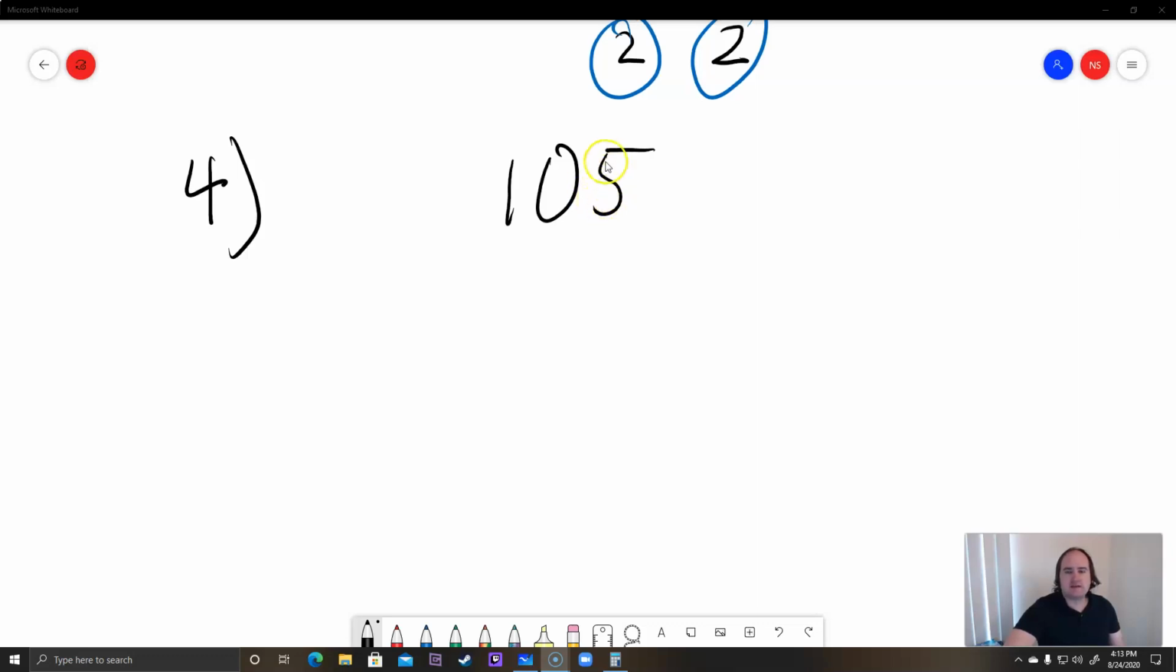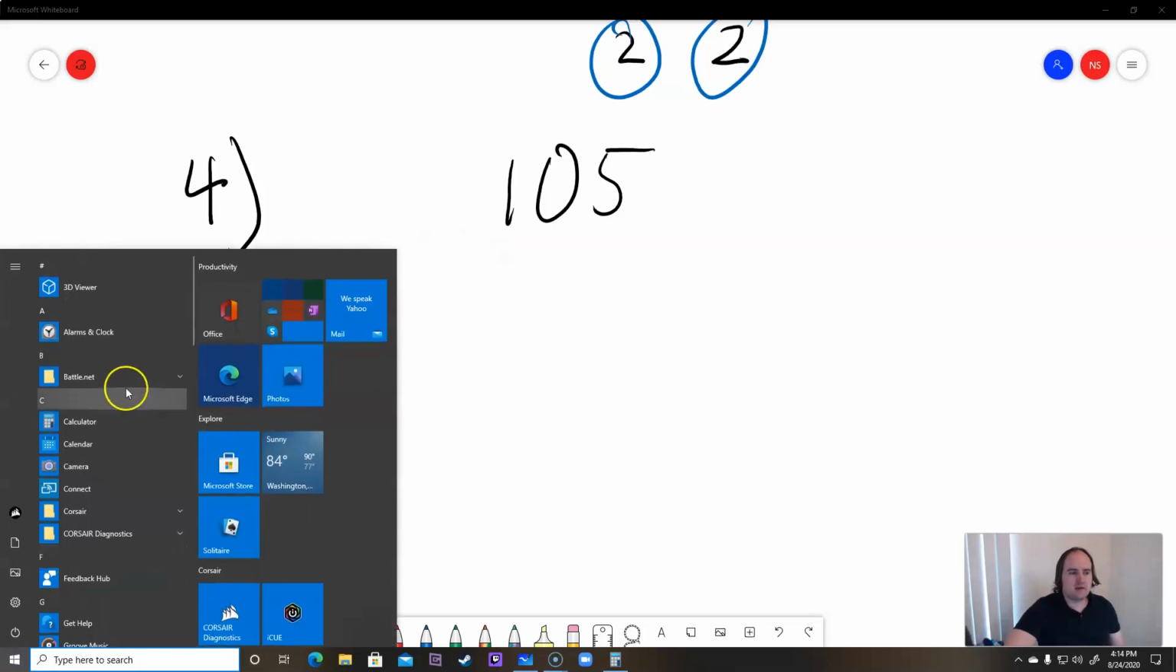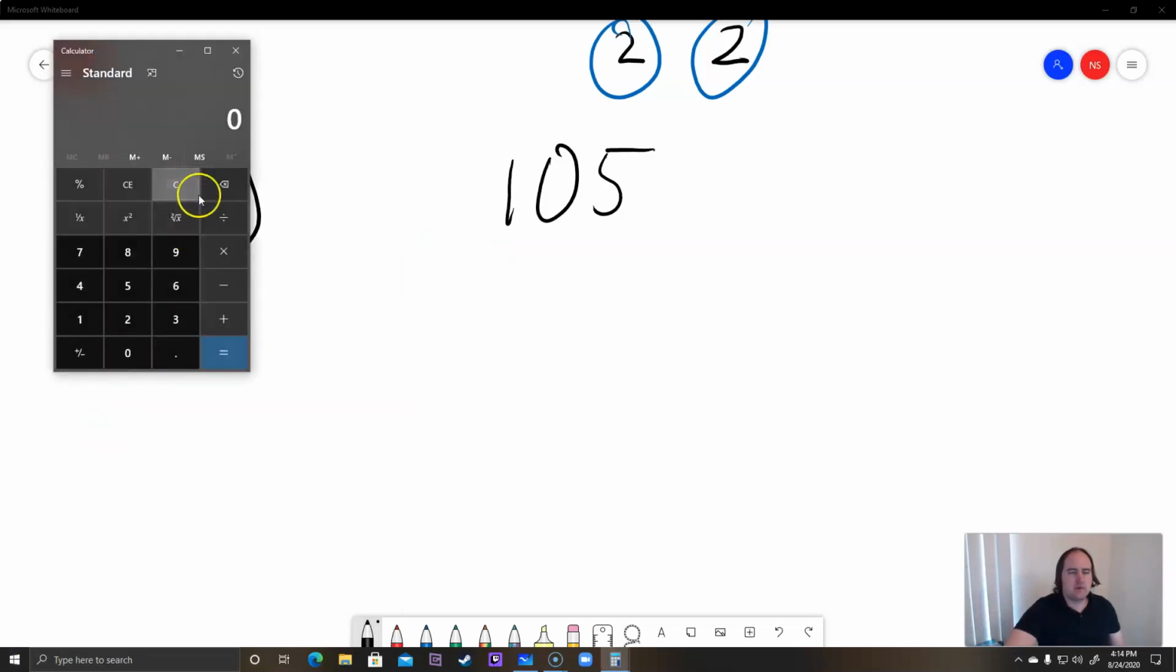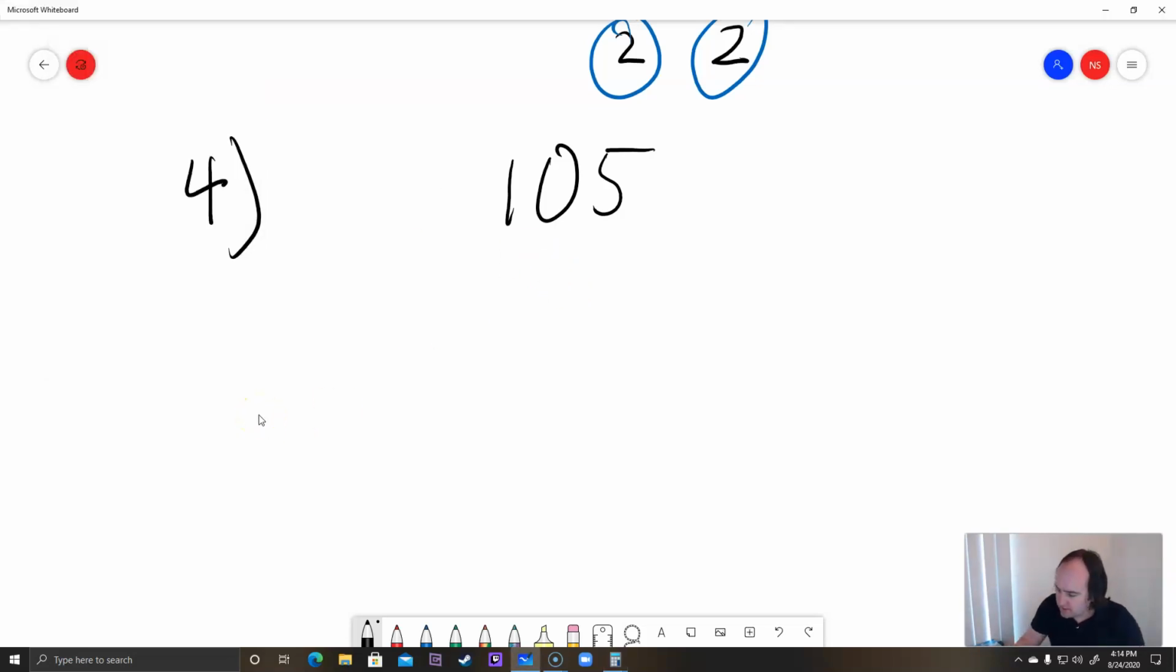Well, remember, if your last digit is 0 or 5, that means it's divisible by 5. Okay? So going on my calculator again, I'm going to go ahead and try dividing 105 by 5. So I'm going to do 105 divided by 5 and see what that gives me. And that gives me 21. So 105 divided by 5 is 21, which means I can factor 105 as 5 times 21. Okay, so 105 is 5 times 21.